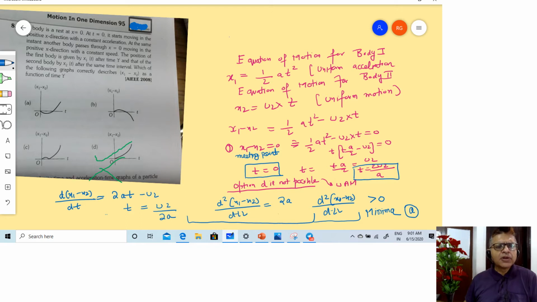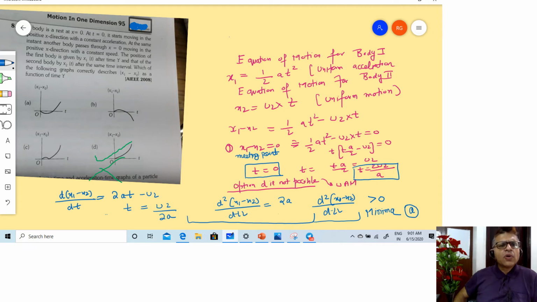Before we even talk about the other graphs, let's try to find out the meeting points of the two bodies. So if you see, I've written the equations for x1 and x2, and once you write these two, you write x1 minus x2 and put x1 minus x2 equal to 0. So what you get is two roots when you solve this equation. One root is t equal to 0, and the second is t equal to 2u2 by a.